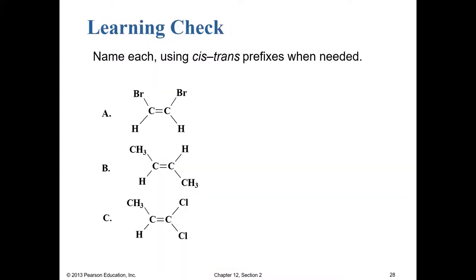So just going through some examples so you can tell whether they're cis or trans. If we're looking at A, because the bromines are on the same upper side, okay, this is considered cis. In here, if we're looking at B, our carbon groups are opposite each other, so this is trans. And this last one is neither, okay?